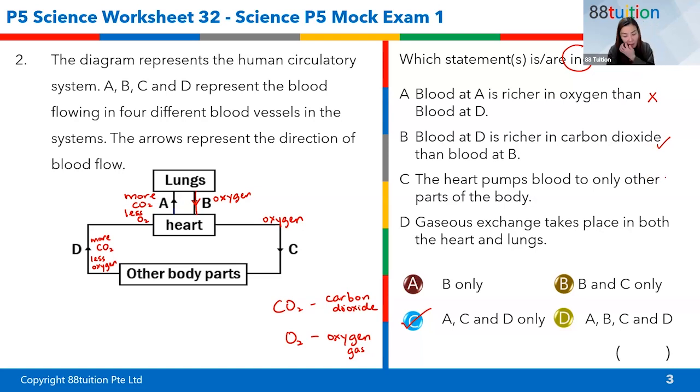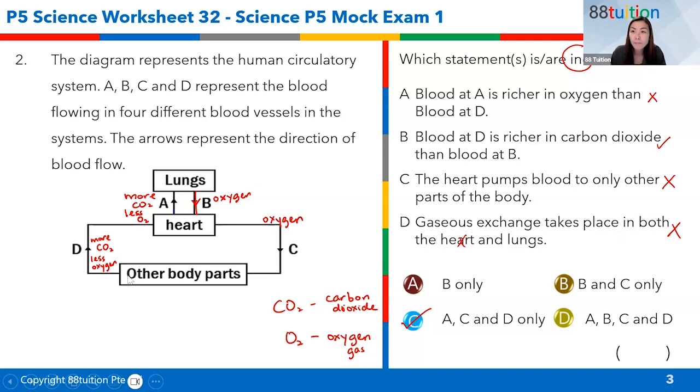Only pumps blood to other parts of the body. No, it pumps blood to the lungs as well. Okay, then gaseous exchange takes place in both the heart. No, only in the lungs, it cannot be here. So yes, A, C, and D are incorrect statements.